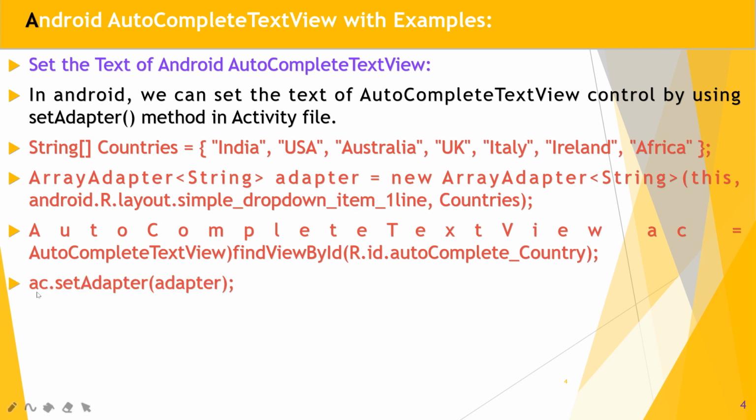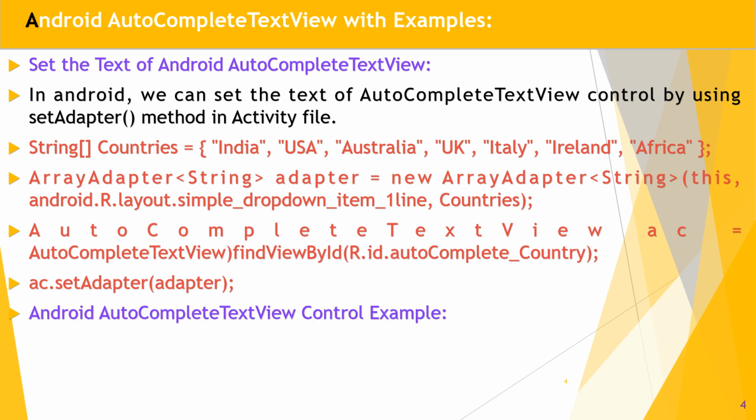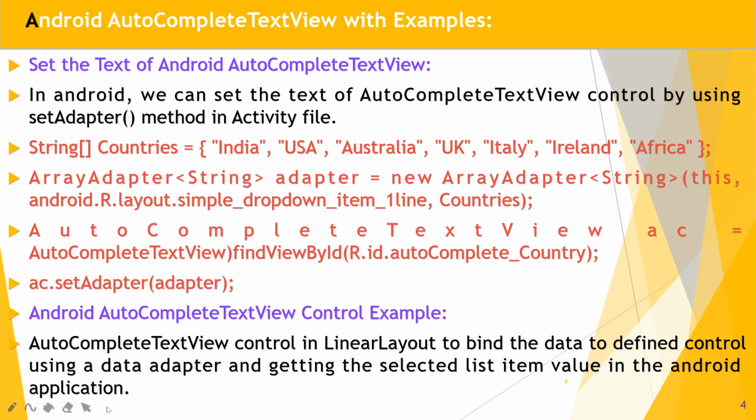Great. So AC.setAdapter method, add adapter. What does the adapter contain? One drop down list theme, then countries, that is the string array, and that is set to our AutoCompleteTextView object, that is AC.setAdapter method. Great guys. So this is all about how to set the strings to the AutoCompleteTextView by using the setAdapter method.